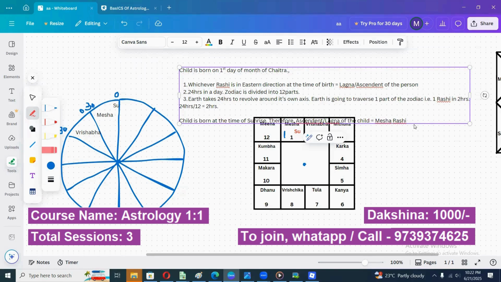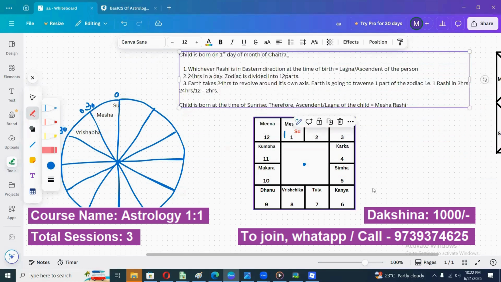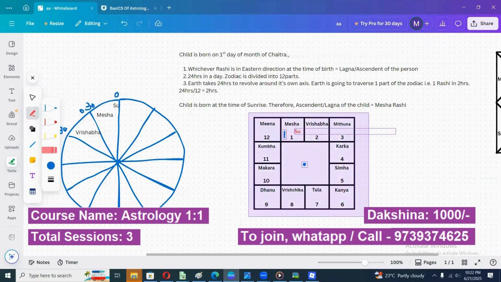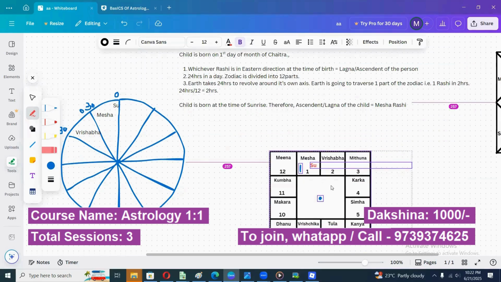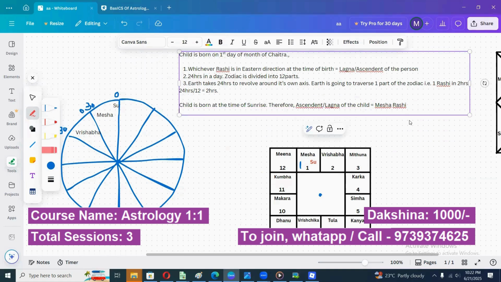Now, let us come back to this example. I will just move this somewhere here. So here the child is born at the time of sunrise, correct? That's why it is Mesha Rashi. Now let us say the child is born at sunrise plus 2 hours. Let's assume this.